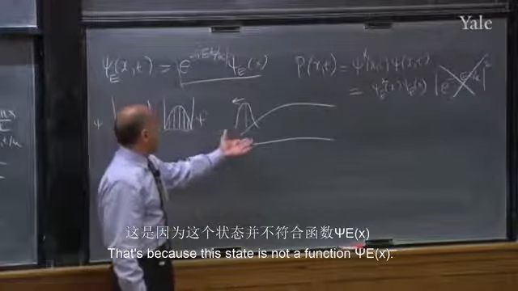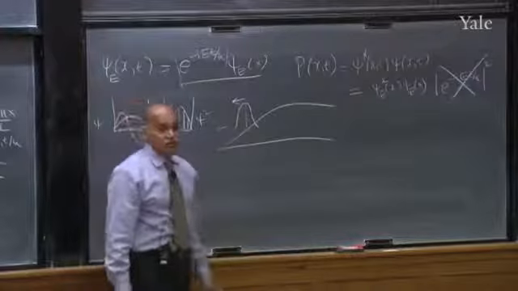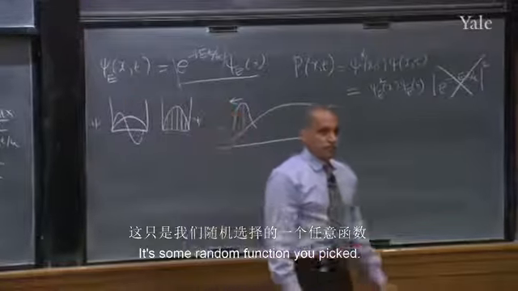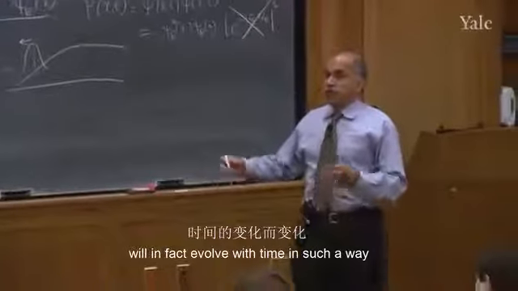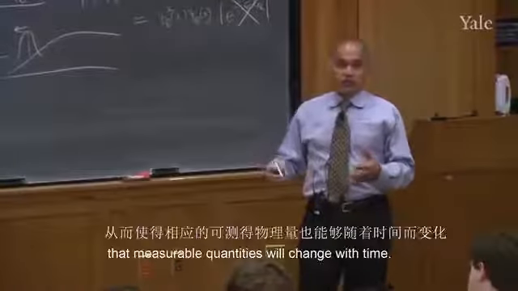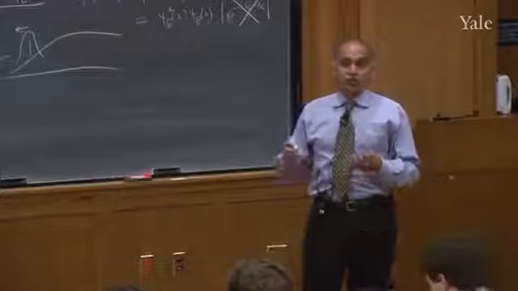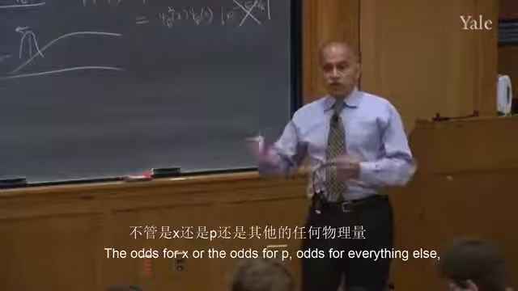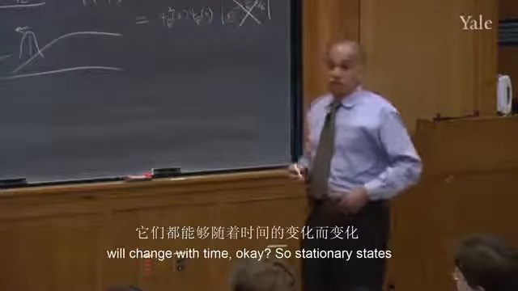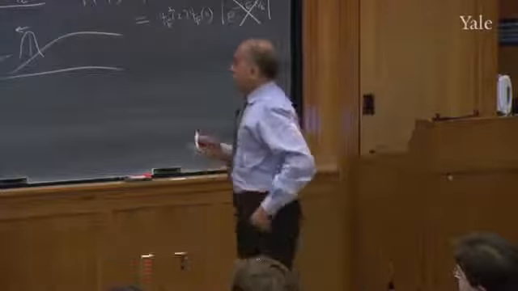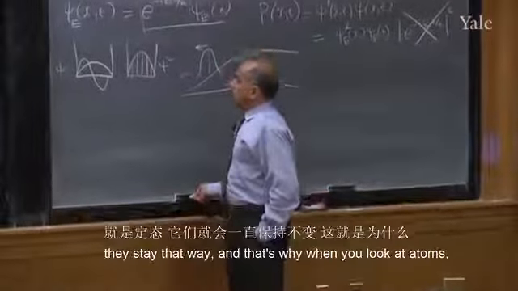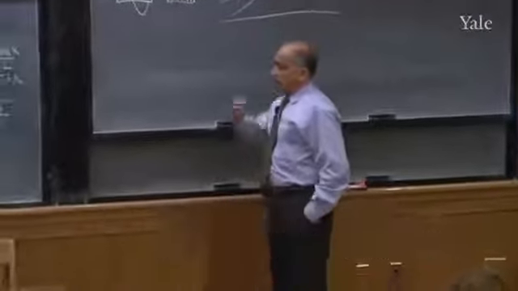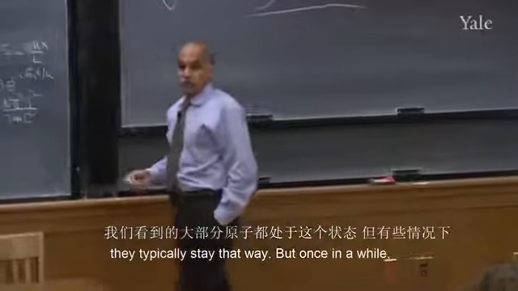That's because this state is not a function psi sub E of x. It's some random function you picked. Random functions you picked in some potential will, in fact, evolve with time in such a way that measurable quantities will change with time. The odds for x, the odds for p, odds for everything else will change with time. Okay, so stationary states are very privileged because if you start them that way, they stay that way, and that's why when you look at atoms, they typically stay that way.